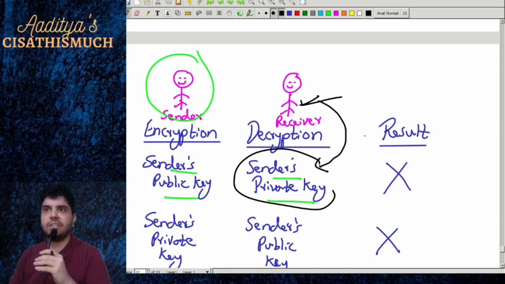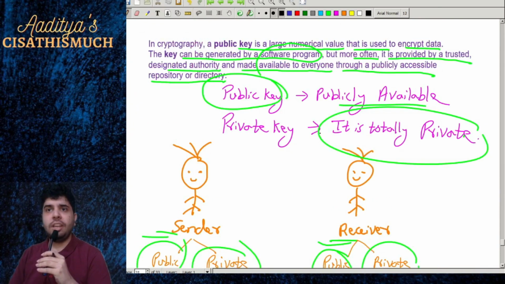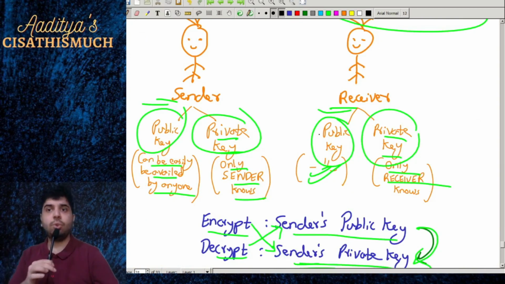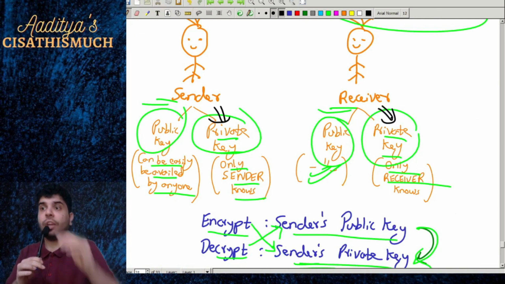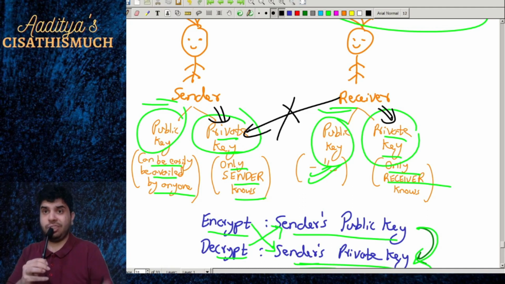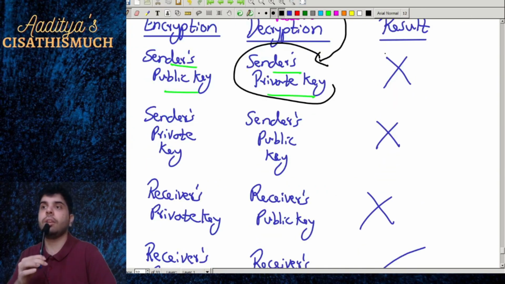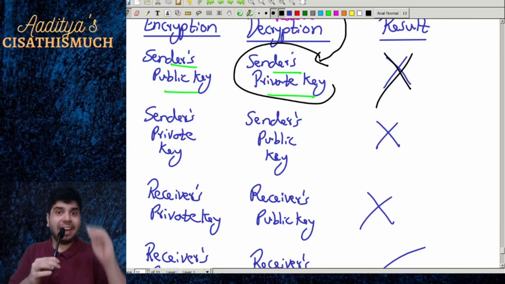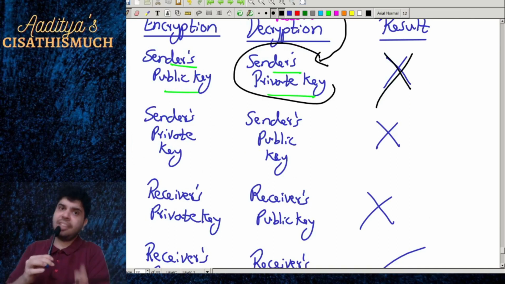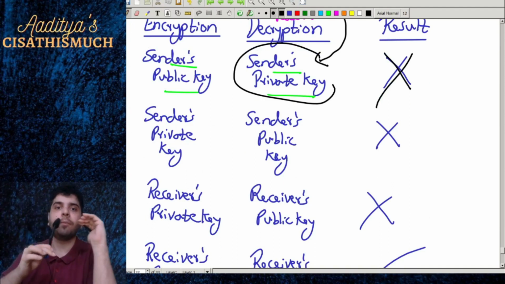Just now we discussed that only the sender will have access to his own private key. The receiver has access to the receiver's private key, but does not have access to the sender's private key. So in that case, this combination is not working. But is it possible to encrypt and decrypt? Yes, but this combination is not working.